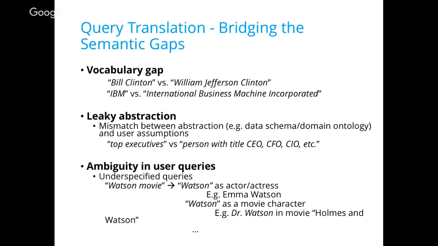Then the user query itself can be ambiguous. If I say, tell me more about Watson, there could be many ways to interpret Watson. Obviously, Watson can be a very popular actress, Emma Watson. It can also be a very popular movie character, Dr. Watson. So how do we resolve this kind of ambiguity is another challenge.